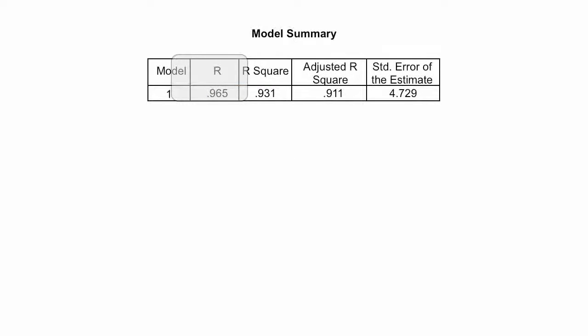So now I'm going to talk about R, and really that's Pearson R and R squared. Now, Pearson R 0.965 squared is equal to the R squared of 0.931. And again, that's just R squared.